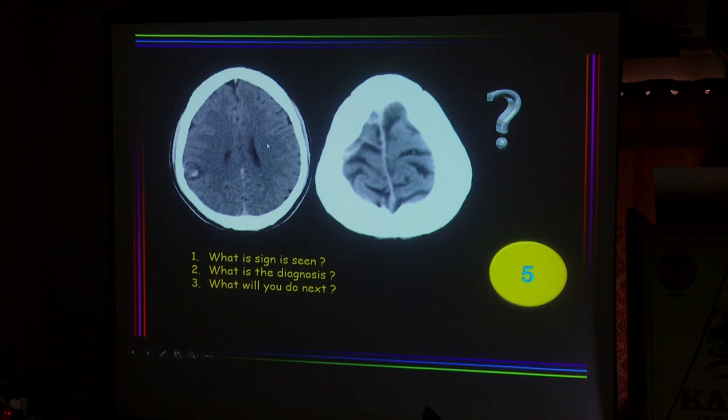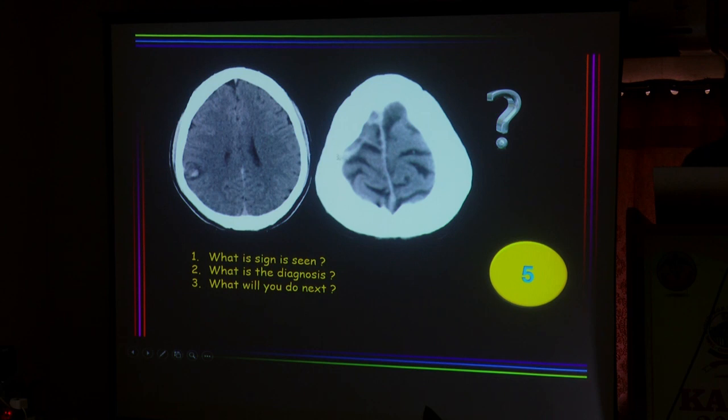So this is a plain CT scan of the brain. Nowadays, I think most of the radiologists do not do the CT brain. The film is taken by the neurologist, and you do not spend much time on it, but you should know to identify certain conditions in CT brain. One of these is this. What sign is this? What is the diagnosis, and what will you do next?